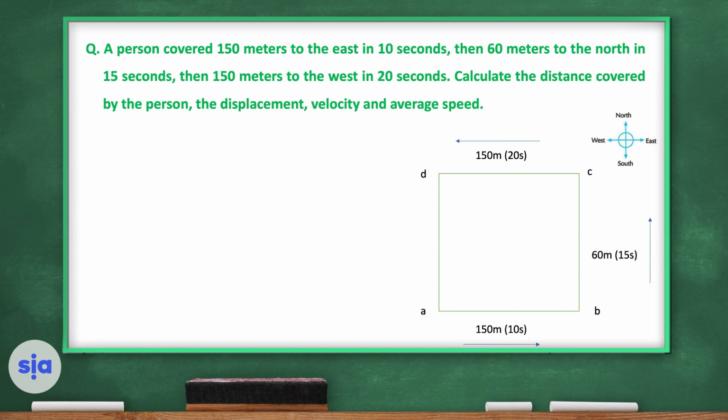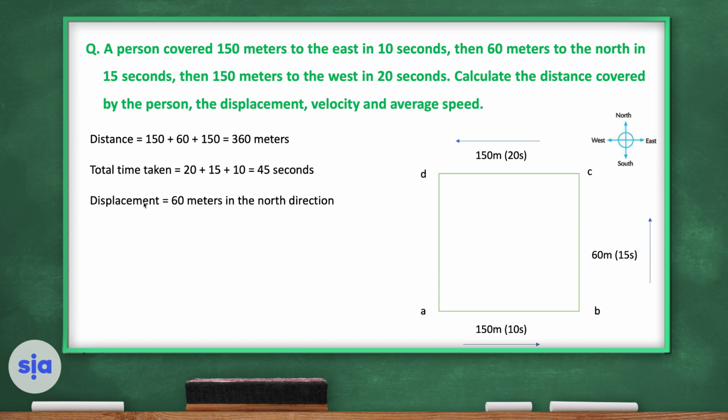When you draw it, you can get the distance covered by the person. So the distance covered by the person is from A to B, and then from B to C, and from C to D. This is the actual distance. So 150 meters plus 60 meters plus 150, it will give us 360 meters, the actual distance covered. While the total time taken is 10 plus 15 plus 20 equals 45 seconds.